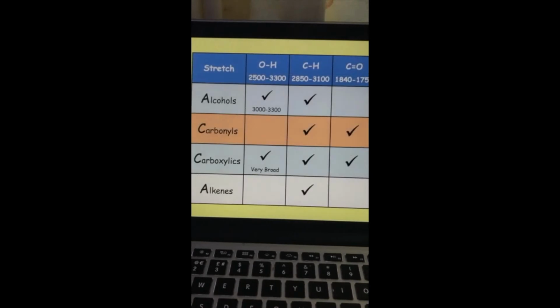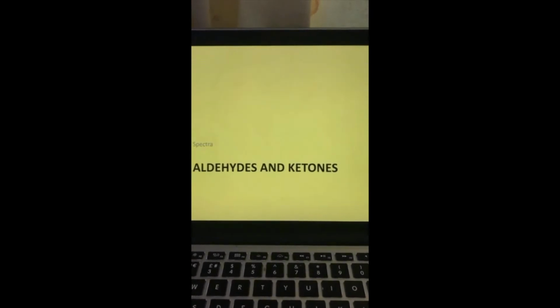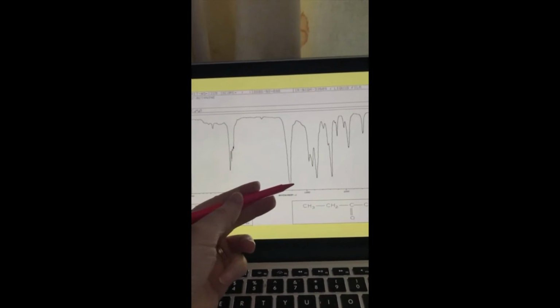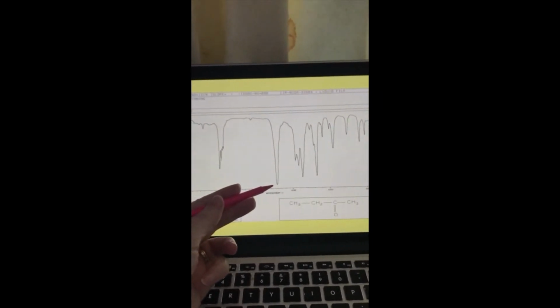So you're looking for the big peak in the middle, and then your little jagged one around about 3,000. So we look again at the next one, again, big peak in the middle, around about 1,700 and something. And then you've got your jagged ones around about 3,000 for your carbon hydrogens. So for an alcohol, remember, you're looking for the double dip at the beginning on the left-hand side. For an aldehyde or a ketone, your carbonyl, you're looking for that big dip, kind of like cutting your spectrum in half. Okay, and no double dip at the beginning.